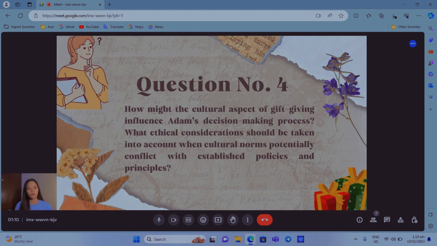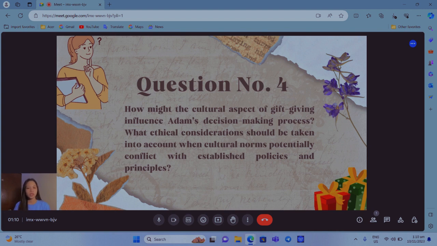conflict to other people. When cultural norms potentially conflict with established policies and principles, there are important ethical considerations to take into account. First one is cultural sensitivity. Adam should be culturally sensitive and respect the cultural norms and values of the recipient. It is essential to acknowledge and understand these differences.